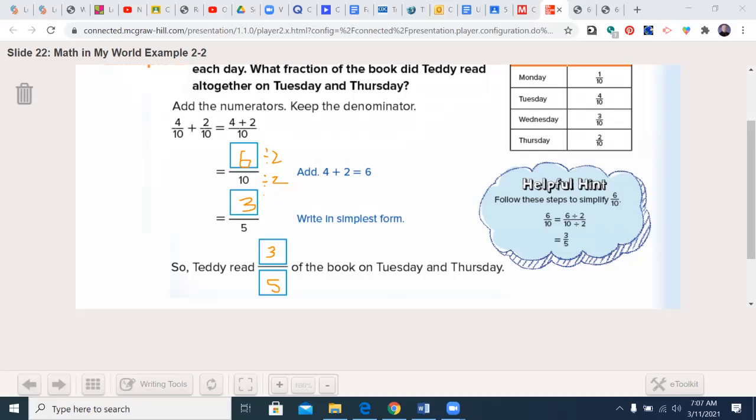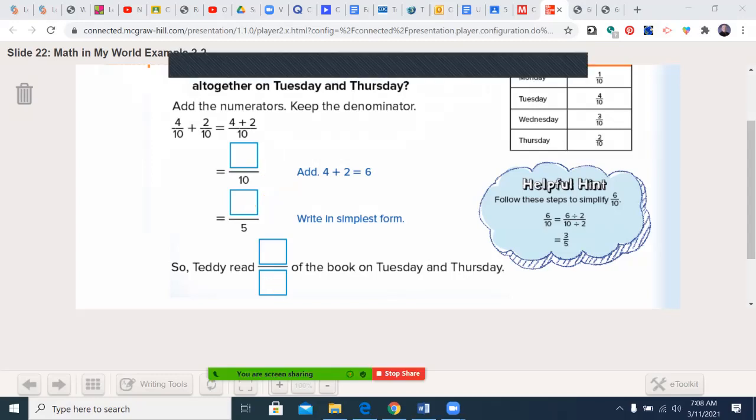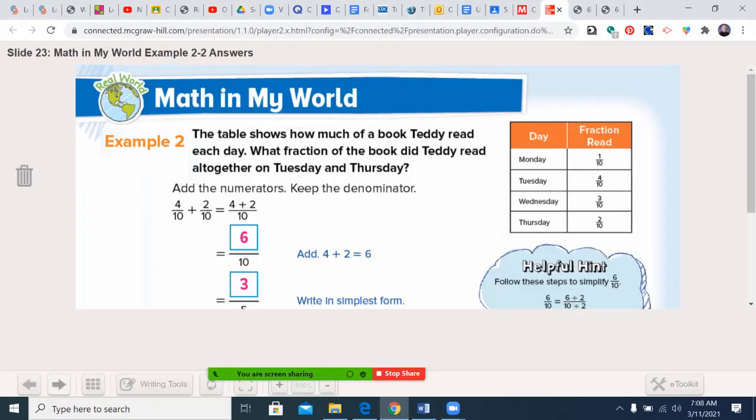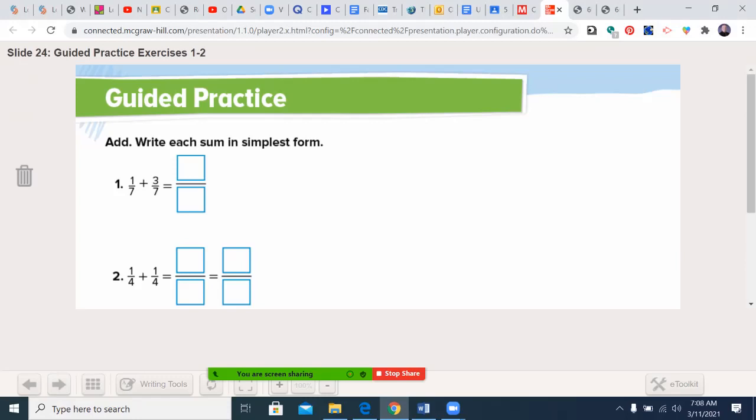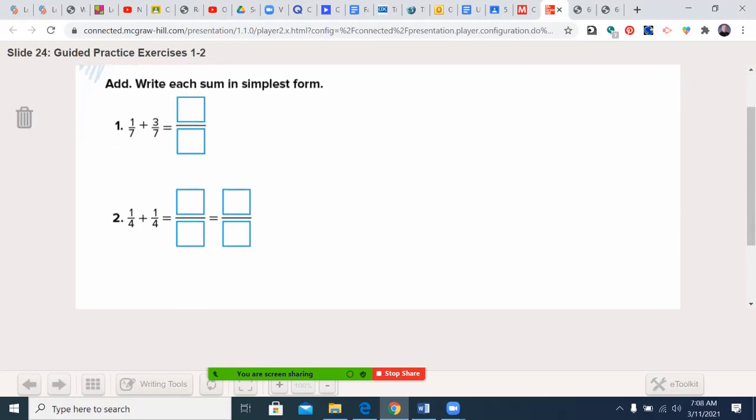And if I was rounding that to my nearest benchmark, about half the book. Slightly more, but that's about where it would be. Go ahead and fill this in, and then we're going to practice a couple on your own. All right, I'm going to go ahead and clear the screen. All right, here are the first two I want you to practice.